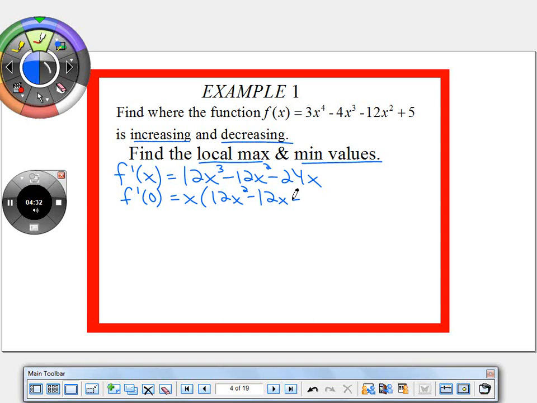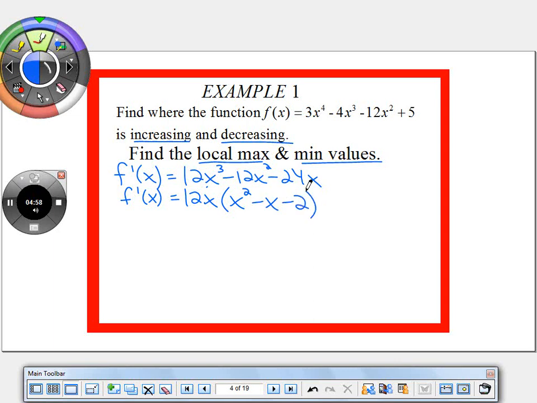You know what? I should have taken out something a little bigger. So let me back up for 1 second. Let me take out something a little bit bigger. So we actually could take out 12x, right? So take out a 12x, it'll be x squared minus x, and then minus 2. That'll be a lot better.